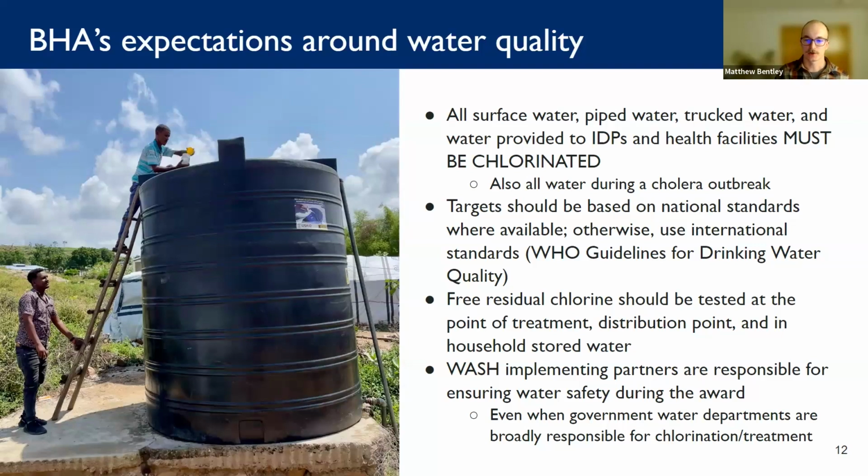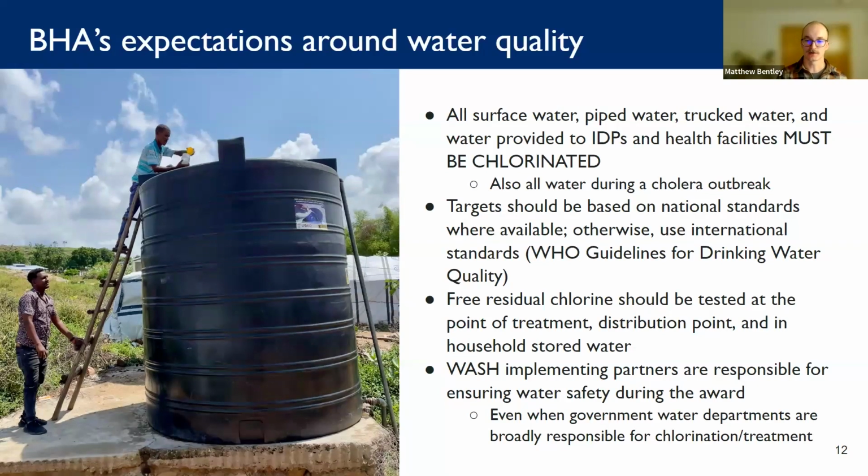Water quality targets should also be based on national standards where those are available. Otherwise, there are international standards that can be used for these water quality targets, such as the WHO guidelines for drinking water quality. Free residual chlorine should be tested at the point of treatment, at the distribution point where populations are accessing the water, and in household stored water. This is important to ensure that we're maintaining free residual chlorine throughout the entire safe water chain, and that the water being consumed at the household level has sufficient levels of free residual chlorine to be safe for consumption.